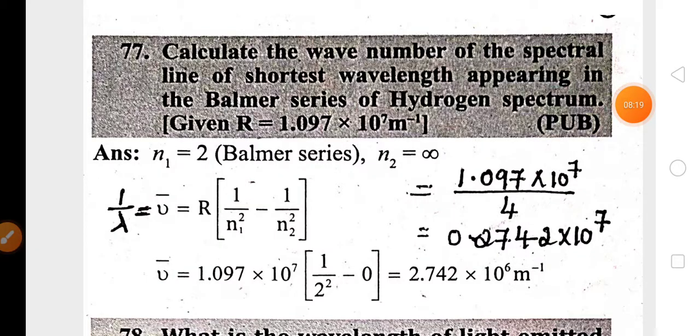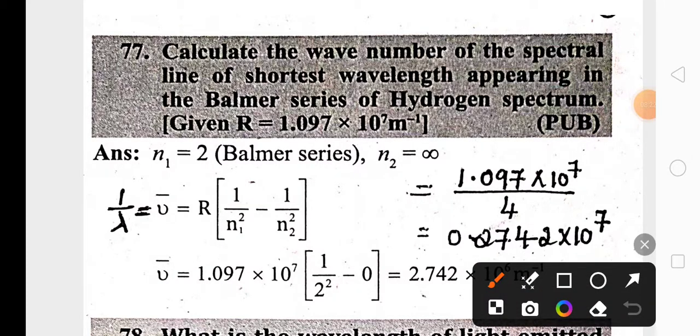Numericals related to the Rydberg constant value and Rydberg equation are very important. Calculate the wave number of the spectral line of shortest wavelength appearing in the Balmer series. So for the Balmer series, N1 value is 2, like Lyman series, N1 value is 1. They are saying shortest wavelength. Shortest wavelength means N2 value is infinity. If they say largest wavelength, then N2 value will be 3. It is shortest wavelength, that's why N2 value is infinity.